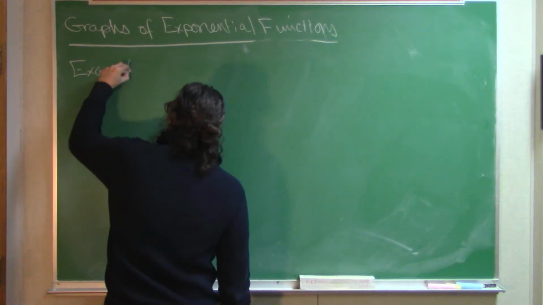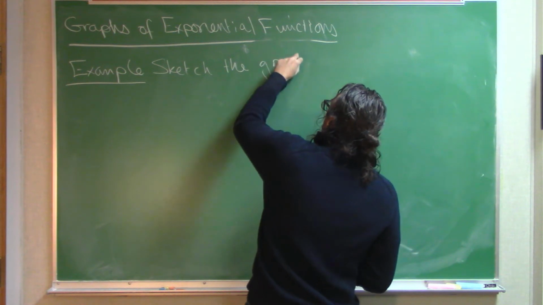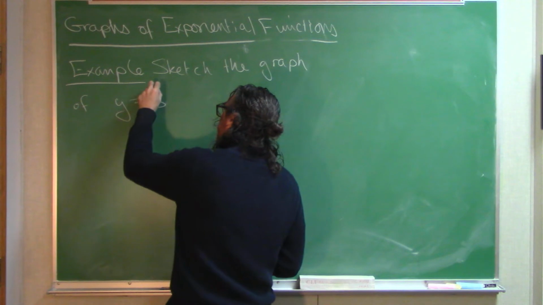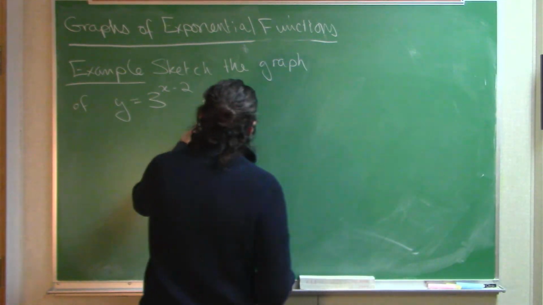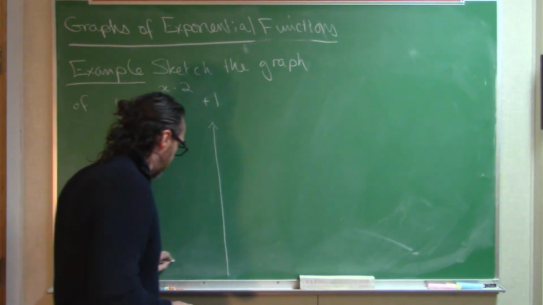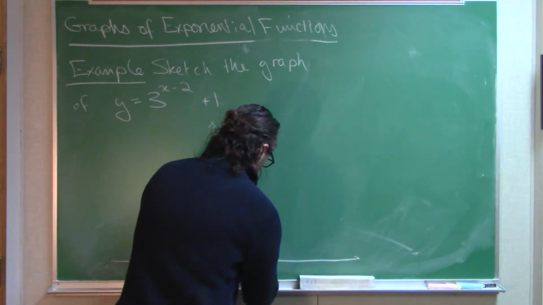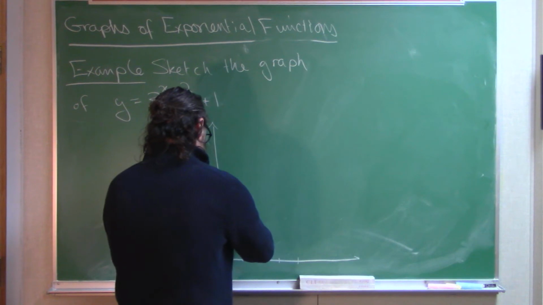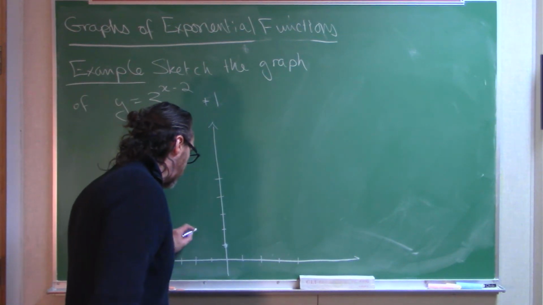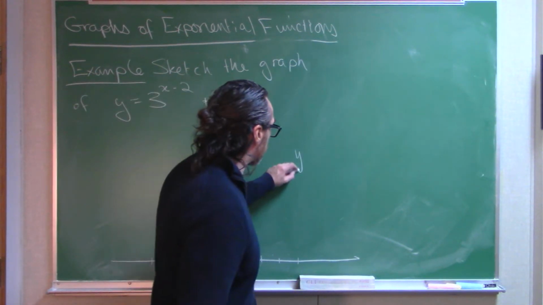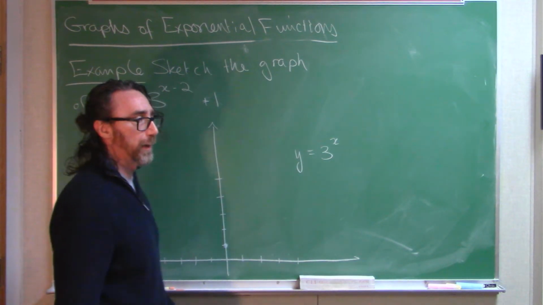So let's do a quick example. Sketch the graph of y equals 3 to the power x minus 2, plus 1. Let's think about what's happened here. I'm starting with this picture. My basic graph is going to be y equals 3 to the x. And I can graph that very quickly using my anchor points. (0, 1) is always on an exponential function. So I'm starting with y equals 3 to the x, and then I'm going to see how to get this graph by making changes to my basic graph.